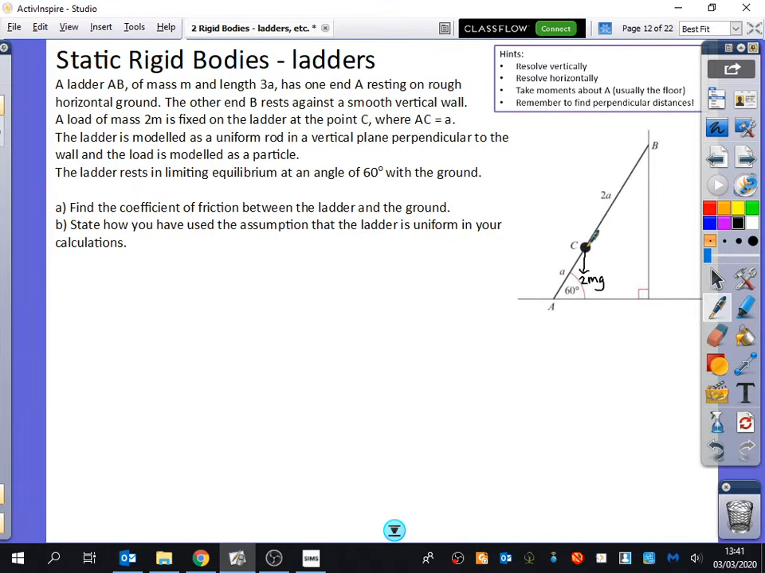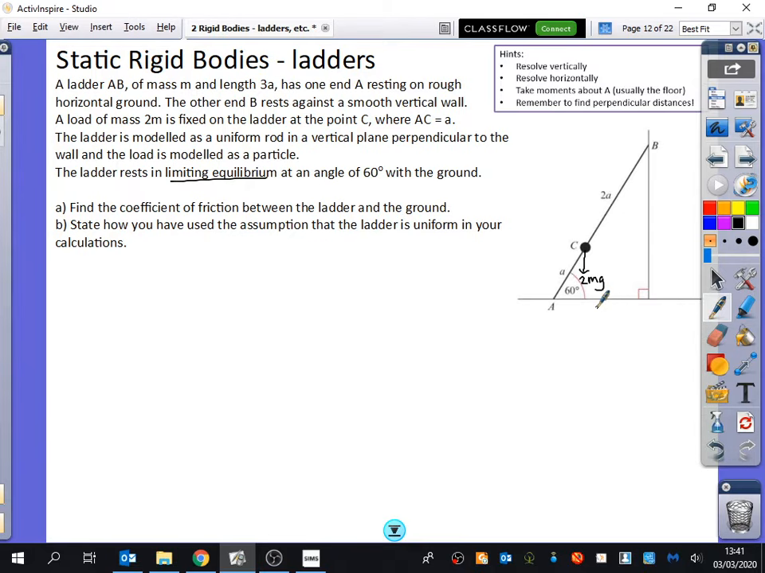The ladder is modelled as a uniform rod in a vertical plane, perpendicular to the wall, and the load is modelled as a particle. The ladder rests in limiting equilibrium, which it has to be, really, to do any of this stuff with mu, at an angle of 60 degrees with the ground. We're going to find the coefficient of friction, and then we're going to talk about some of the assumptions that we've used here. So, it's literally like a ladder resting against a wall, like this ruler that I've got here, resting against it.